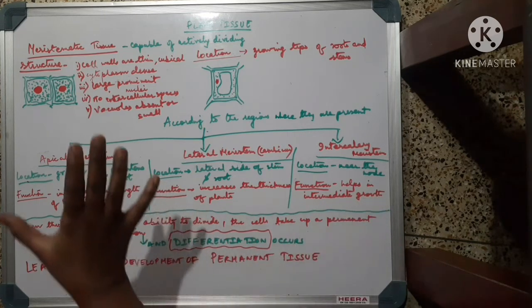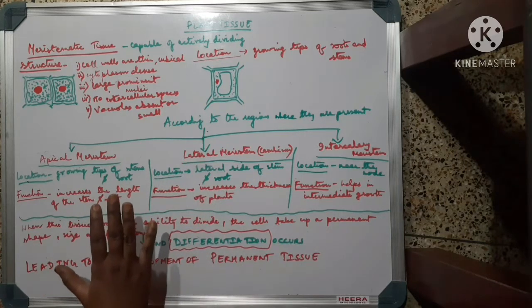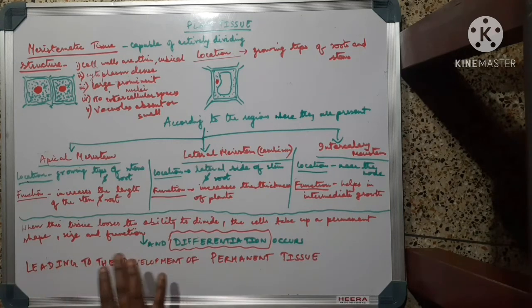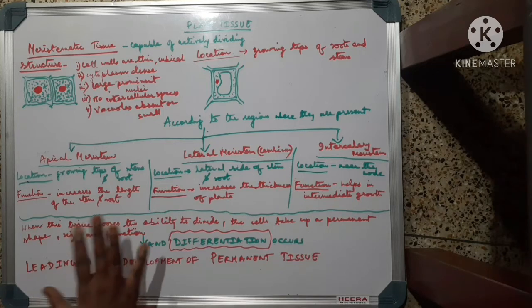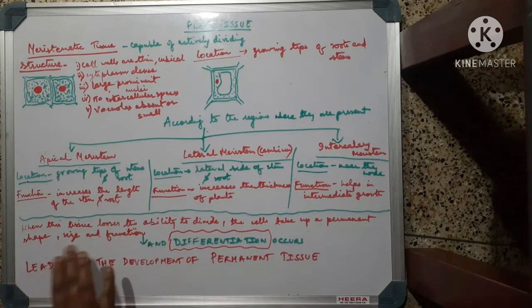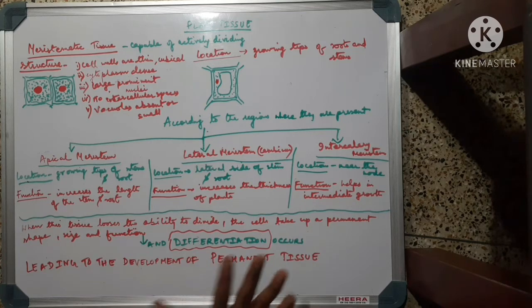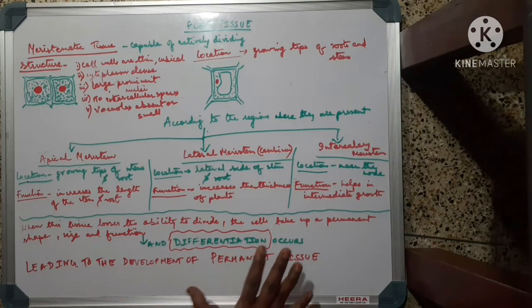Now, when meristematic cells lose the ability to divide any further, the cells take up a permanent shape, size, and function. When this tissue loses the ability to divide, the cells ultimately take up a permanent shape, size, and function, and that is when differentiation occurs. And when differentiation occurs, it leads to the development of the permanent tissue.